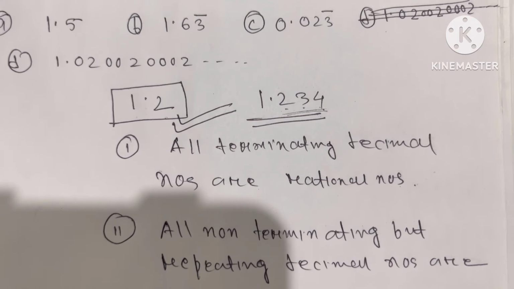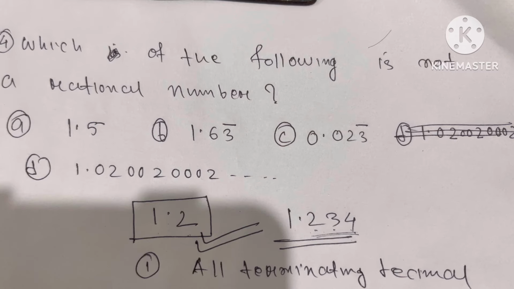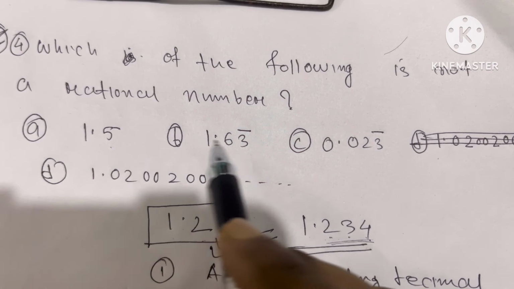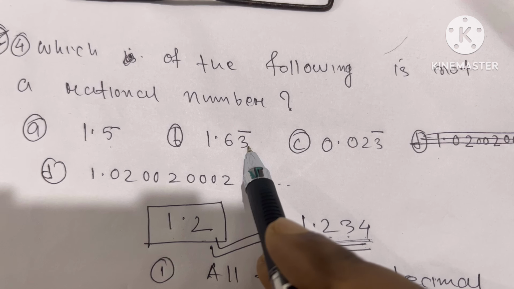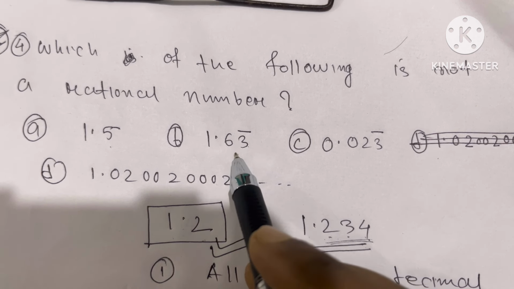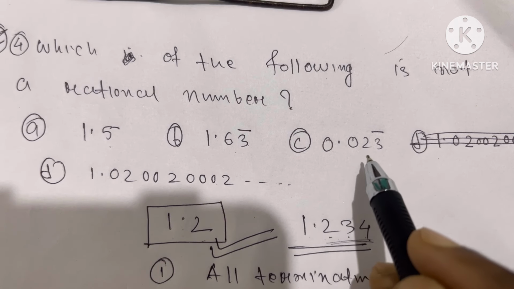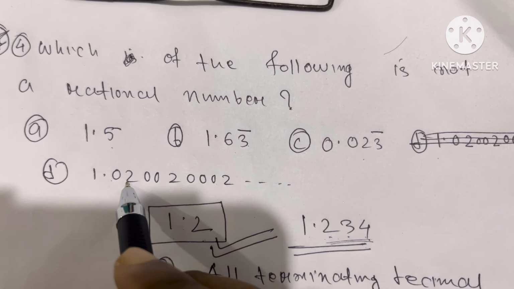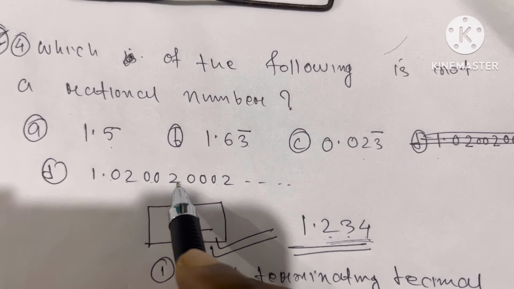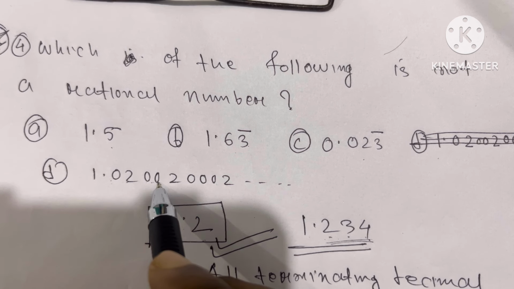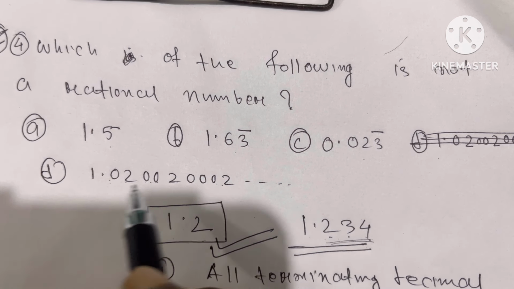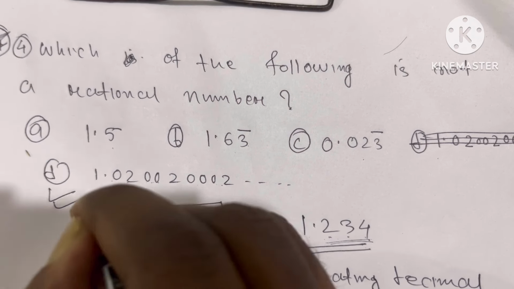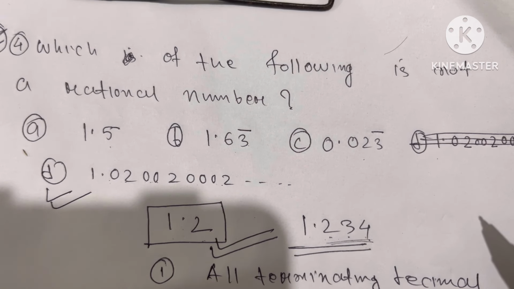So if you use this concept here, which of the following is not a rational number? 1.5 is terminating, that's why this is rational. 1.60 bar is non-terminating but repeating, or you can say a bar number. All bar numbers are rational numbers. This is also the same, non-terminating but repeating. But if you observe this one, 0.02, then 0.002, here only 1 zero comes, here 2 zeros come, and here 3 zeros come. So the digits are not repeated. That's why this is an irrational number.